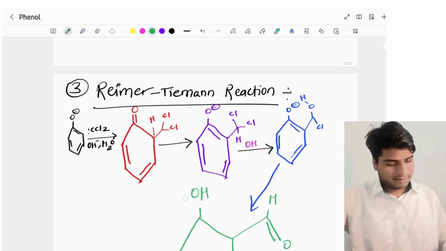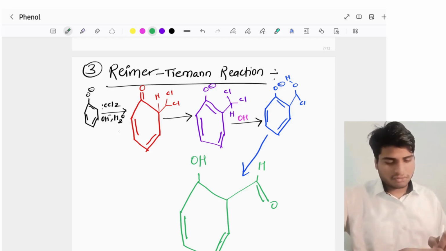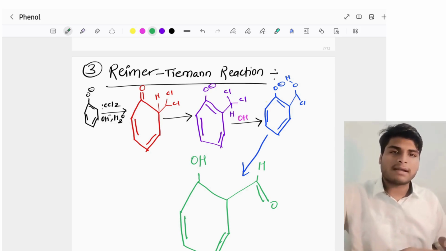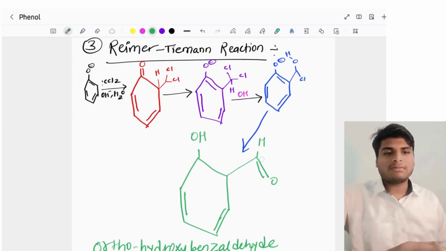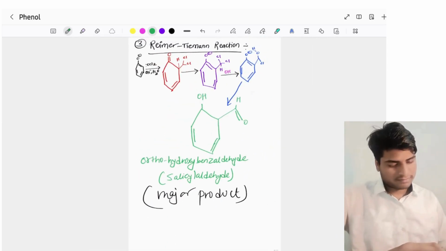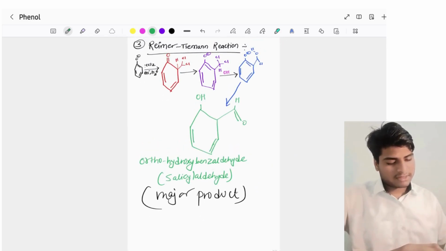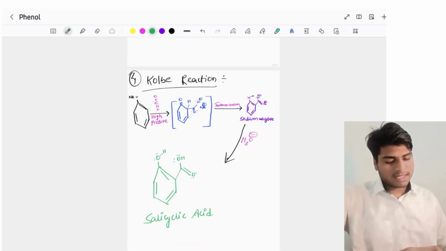Now comes the Reimer-Tiemann reaction. When phenol is treated with CHCl3 plus NaOH, reflux at 60 degrees Celsius, it forms ortho and para hydroxybenzaldehyde and predominantly gives the ortho isomer unless it is blocked. This will be the major product, ortho hydroxybenzaldehyde, which is also known as salicylaldehyde.